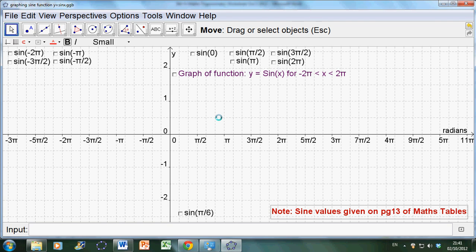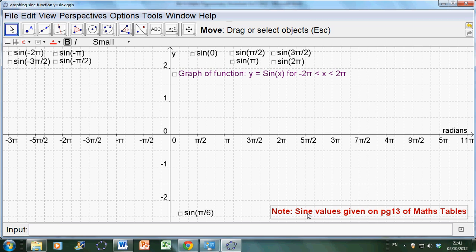Okay, we're here to look at graphing the function y equals sine x for minus 2 pi radians up to 2 pi radians. If we see our graph here, we have our radians along the x-axis and y-axis as it is. You have to remember that all of the information we're using here today is found on page 13 of your maths tables.